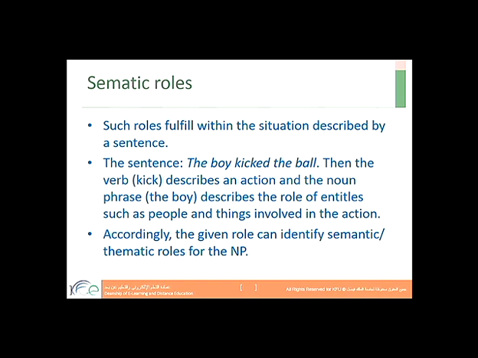In semantics, we also have what is known as semantic rules. Such rules function within the situation described by a sentence. Let's look at this sentence in order to verify the meaning of semantic rules. The boy kicked the ball. This is a straightforward sentence. We have a subject, a verb, and an object. So the verb kick describes an action, and the noun phrase, the boy, describes the role of entities, such as people and things involved in the action.